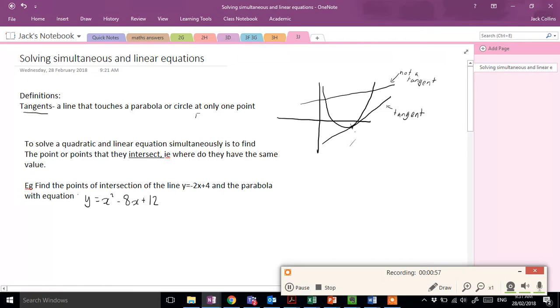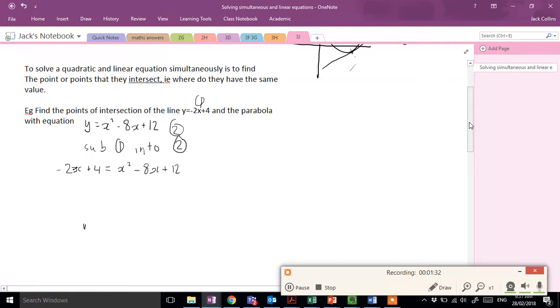So first example is find the points of intersection of the line y equals negative 2x plus 4 and the parabola y equals x squared minus 8x plus 12. So it's already in a format nice for substitution, so if you label them 1 and 2, you just sub 1 into 2, and you'll have negative 2x plus 4 is equal to x squared minus 8x plus 12. And now it's just a matter of solving this equation for x as we've eliminated y.